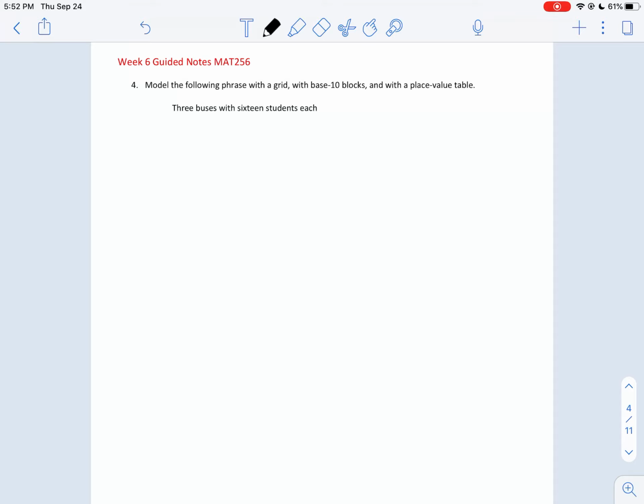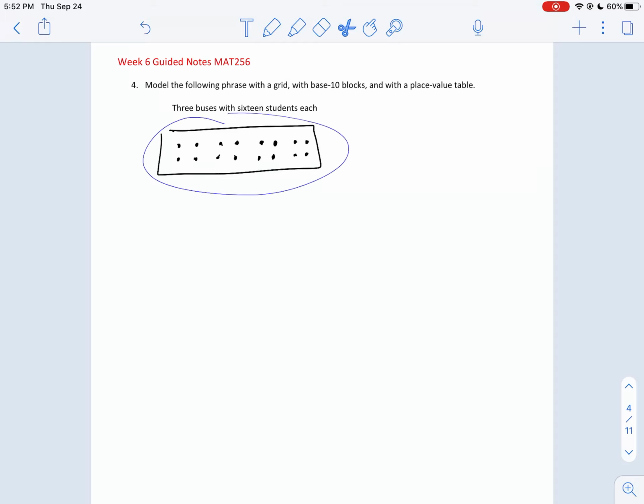Number 4, model the following phrase with a grid, with base 10 blocks, and with a place value table. So we have 3 buses with 16 students each. Okay, we'll say that's a bus, and there's 16 students in each. So I'm going to go ahead and just put in dots for a student, and I think I haven't done enough. Let's put 4 more. So I did it in groups of 4. Yeah, we have 16 there total, and here's a bus, and we have 3 such things.